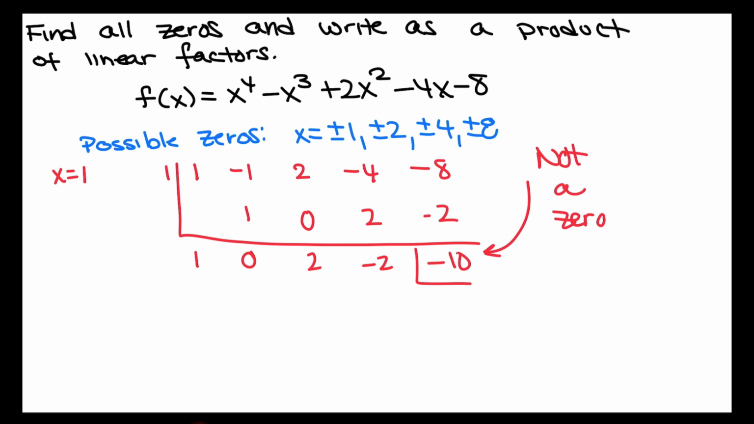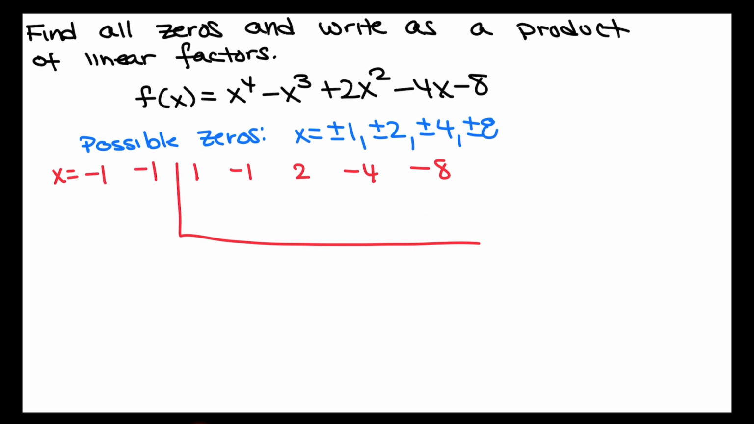What about x equal negative 1? So coefficients are still in my box, but now I'm going to divide by x plus 1. So bring down the 1. 1 times minus 1 is minus 1. I add to get negative 2. Negative 2 times negative 1 is 2. Add, I get 4. 4 times negative 1 is negative 4.